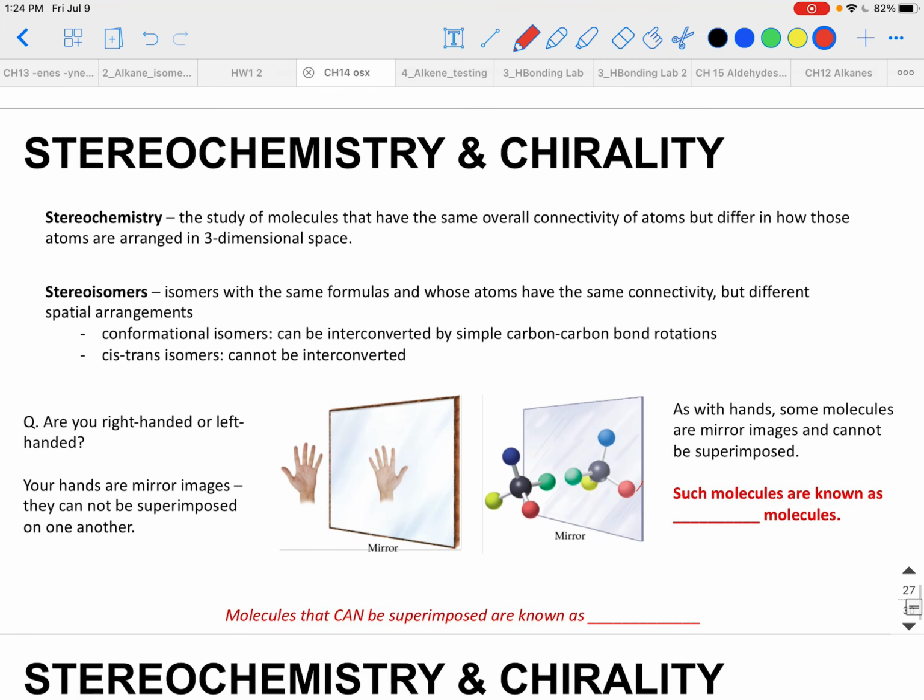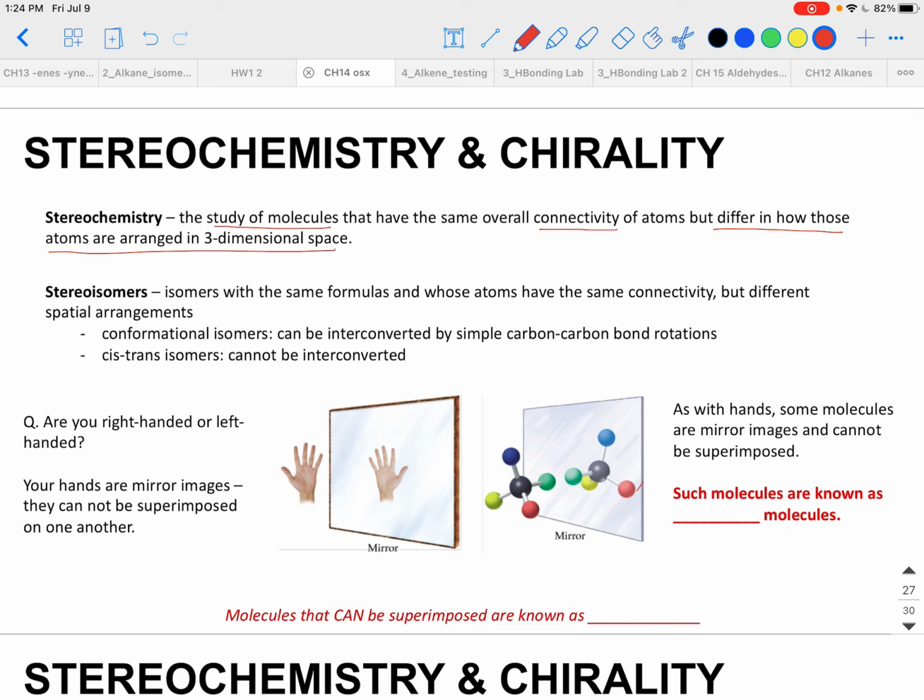Stereochemistry is the study of molecules that have the same overall connectivity. That means the atoms are connected the same, so you could draw them out and they can have identical Lewis structures. But because we know carbon single bonds can rotate, stereochemistry means that molecules can be different in how the atoms are arranged three-dimensionally.